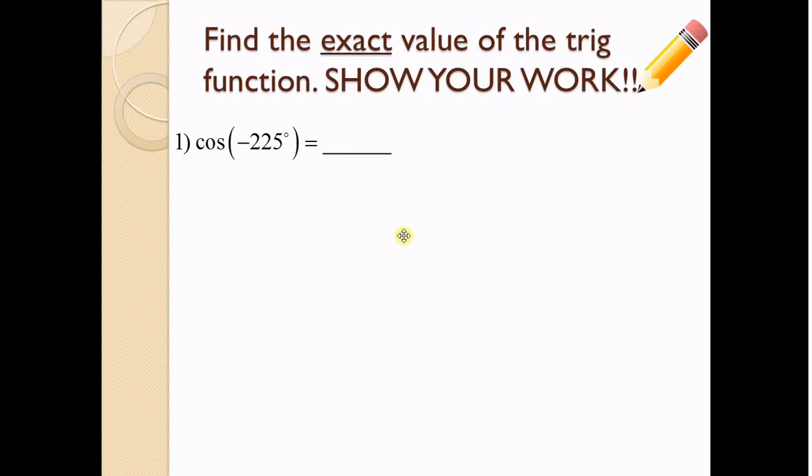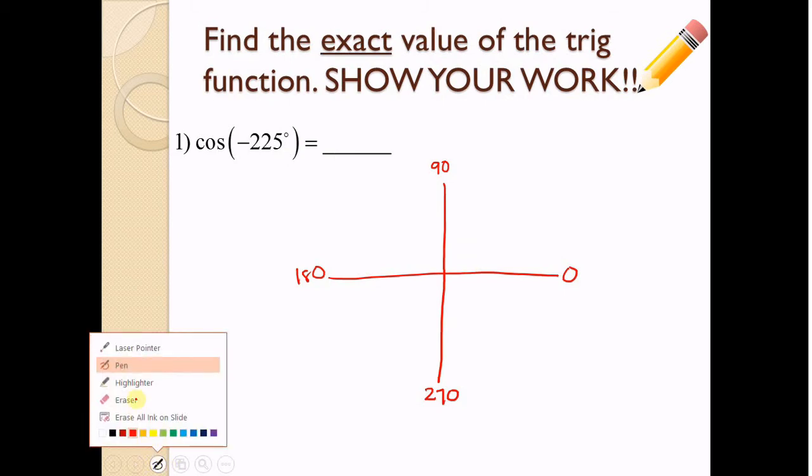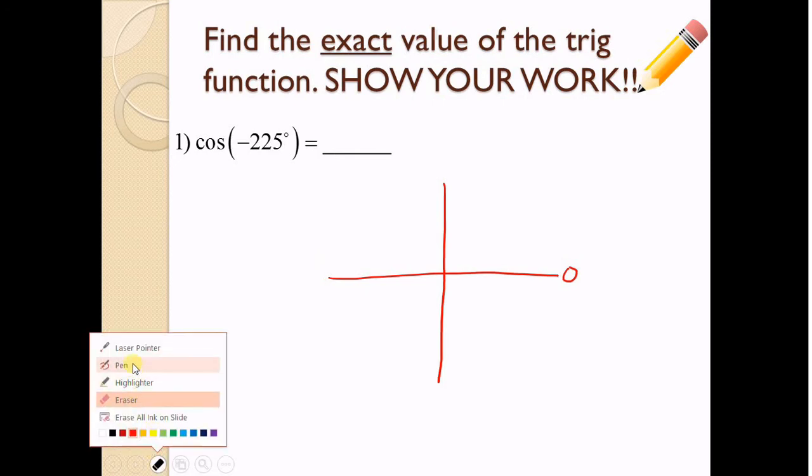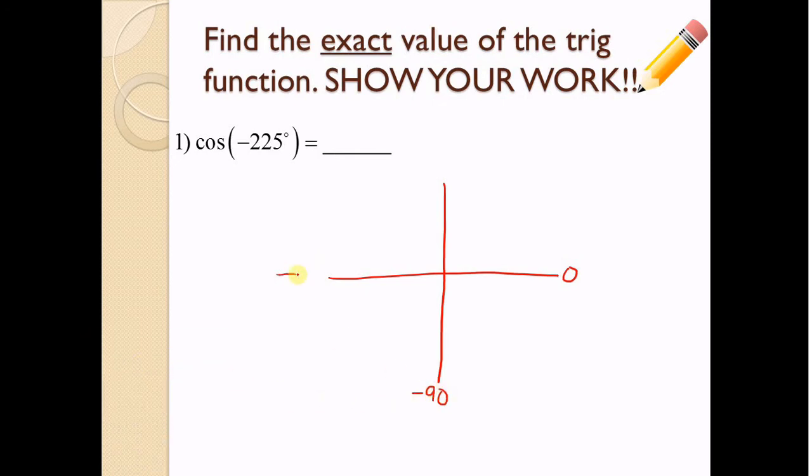Finding exact value of trig functions and showing our work on these. That's very important. So I want the cosine of negative 225 degrees. Well, draw myself my coordinate plane here. There we go. Negative 225. I need to make sure that I go clockwise, not counterclockwise. Negative 90, negative 180, negative 270. Almost messed up there. So negative 225 would be about here.